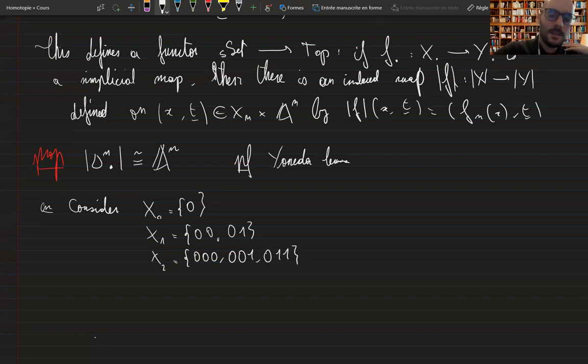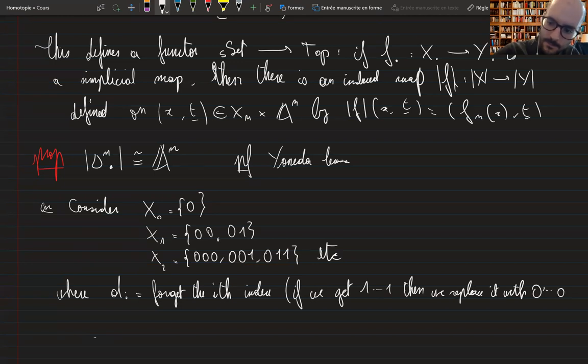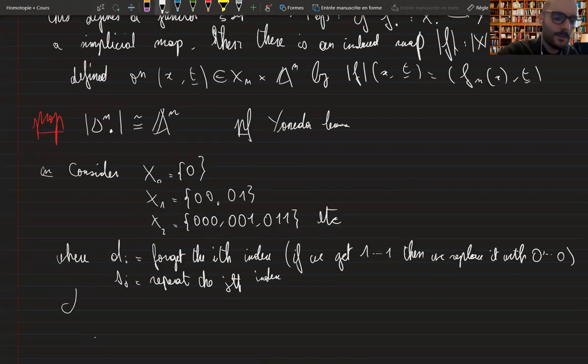And so on. Where d_i is, you forget the i-th index. And if we get this, and s_j is a repeat of the j-th index. All right, so claim.